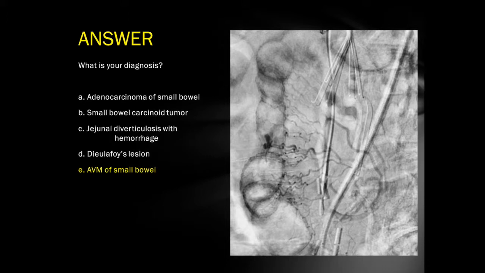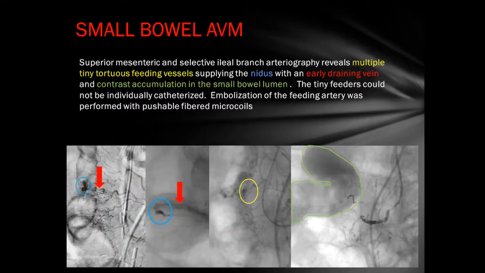If we look at closer imaging, you'll see multiple tiny tortuous feeding vessels highlighted in yellow, supplying this nidus of the AVM, with an early draining vein highlighted by the red arrow. Throughout the procedure, you see this dense contrast staining and extravasation opacifying the lumen of the small bowel.